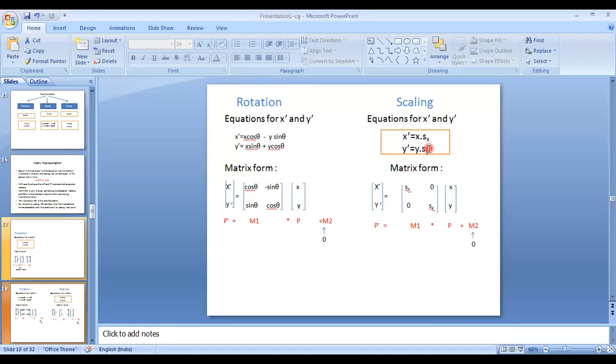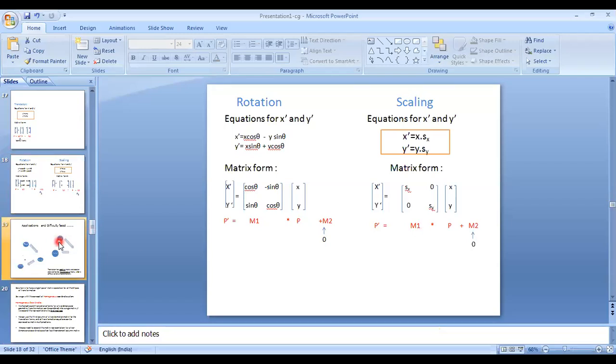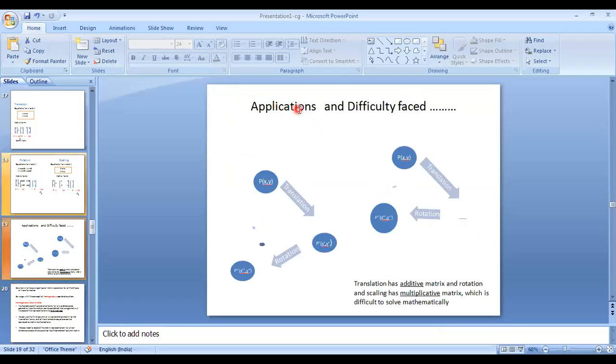Okay, so this is scaling: m1 into p plus m2, where m2 becomes 0. Now coming to the next part, applications of this. Where are the applications of these transformations found, and what is the difficulty that is faced?